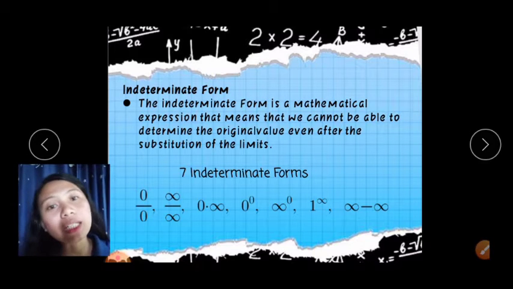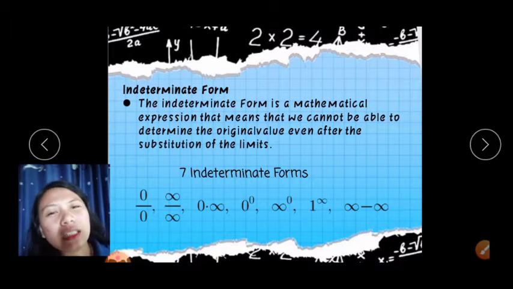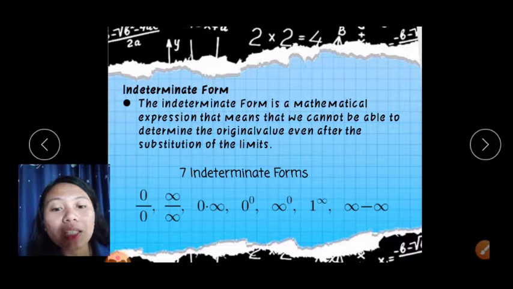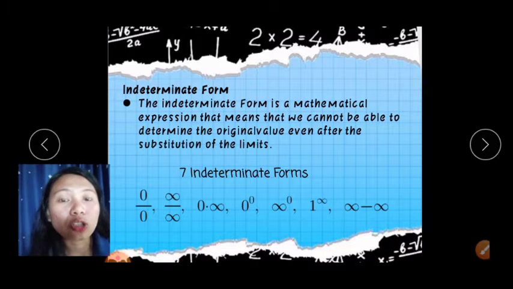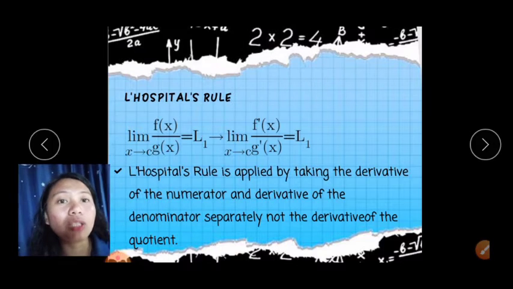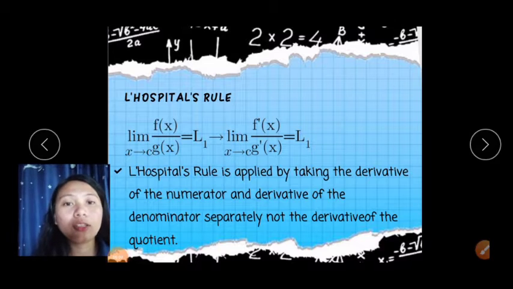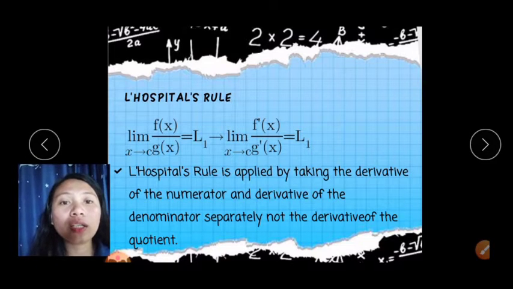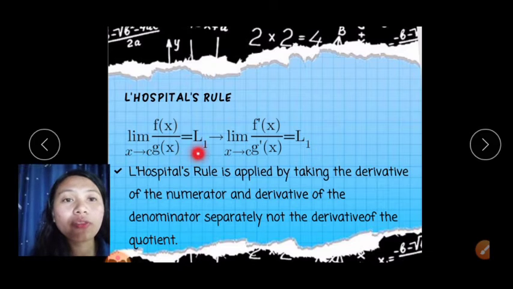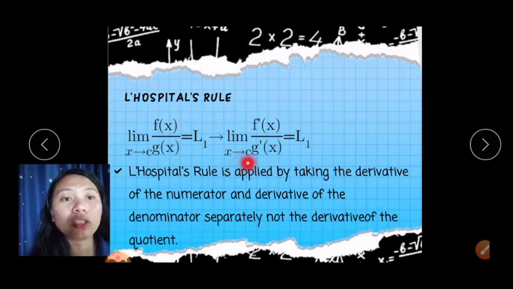So indeterminate conveys the idea that the limit cannot be determined without additional work. So that we have L'Hopital's rule. L'Hopital's rule is: the limit as x approaches c of f of x over g of x is equal to the limit as x approaches c of f prime of x over g prime of x, equals L sub 1.